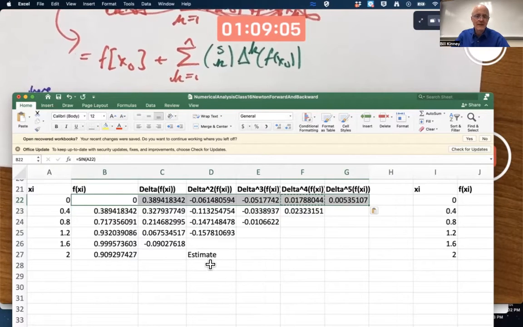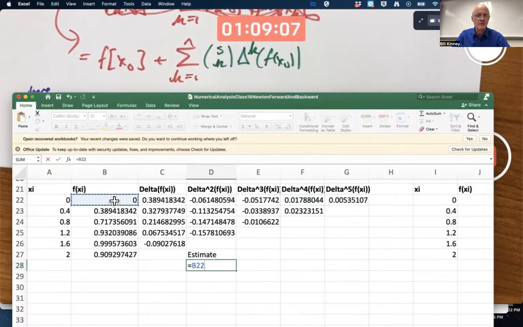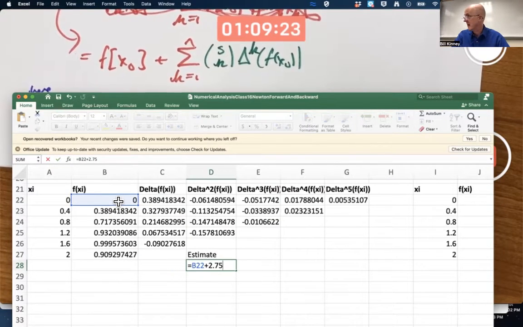So once more, the estimate should be f of x0 plus... It'd be nice if combin worked, but it seems to not work. S choose k. What was S again? S was 2.75. I'll just type in 2.75 this time. Choose 1 is just 2.75, times delta to the 1st power of f of x0. That is that number.